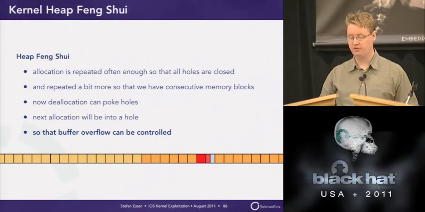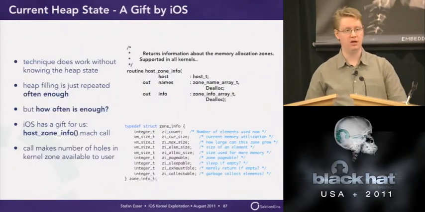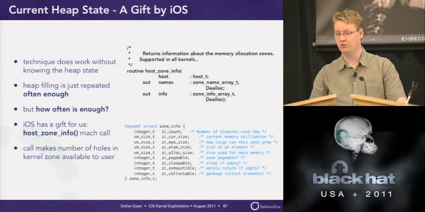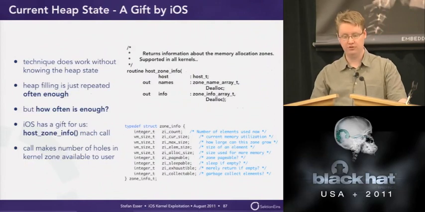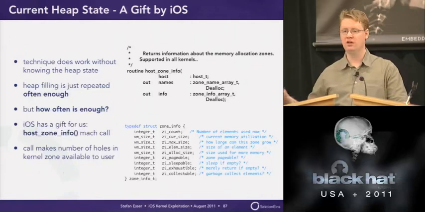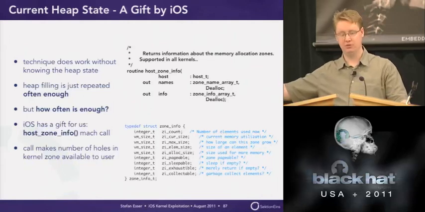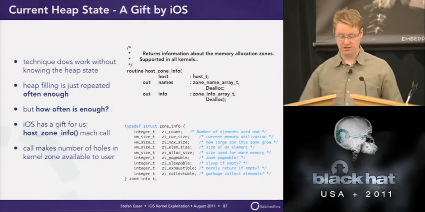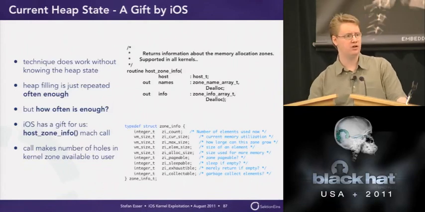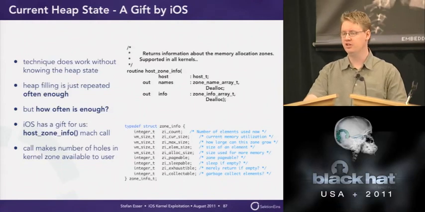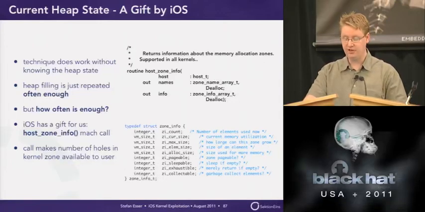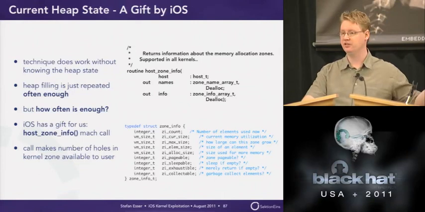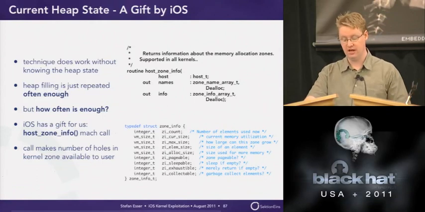Normally you have no idea about the state of the kernel heap, so you usually don't know how many holes there are in the memory. So you don't know how often you have to repeat this allocation until you have really consecutive memory blocks. But Apple is very nice here. I showed you the zprint command line tool, and actually it's the same technique. It uses a kernel function called host_zone_info, and this function gives you all the information you saw previously in the zprint utility, in the form of a C structure.